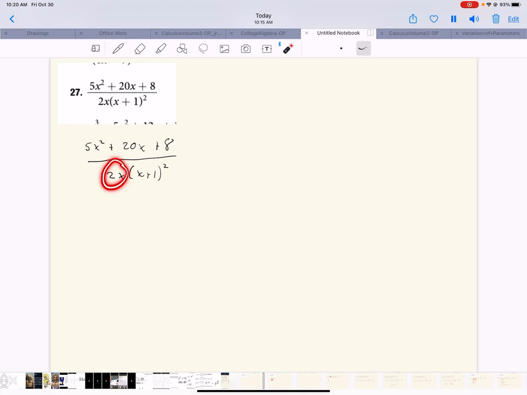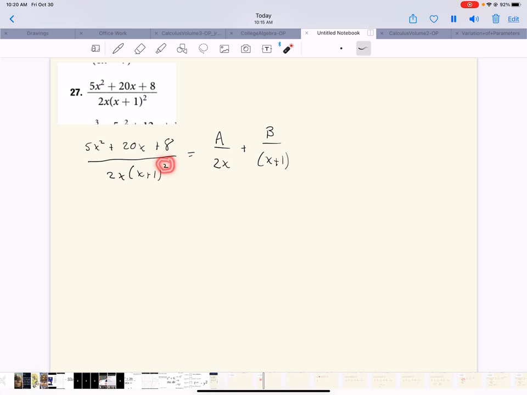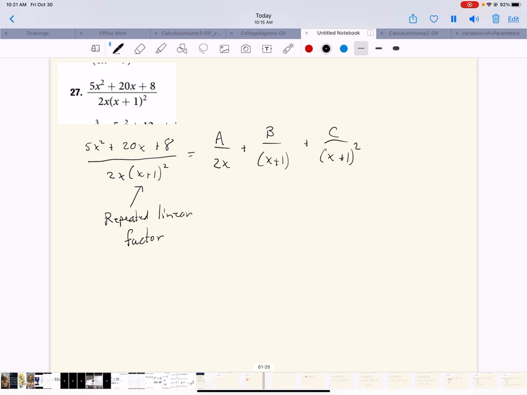So you would still have like an a over 2x factor on the other side. And so with that, on the other side, we'll put a over 2x. And then we have the next term, which is repeated. So we're going to put a b over x plus 1. There I've circled the 2 to show that it is repeated twice. And since that's the case, it is linear also. So I put it's a repeated linear factor. And because it's repeated, we have to add a second term. So there is the second term.